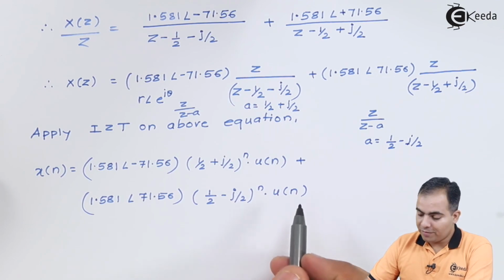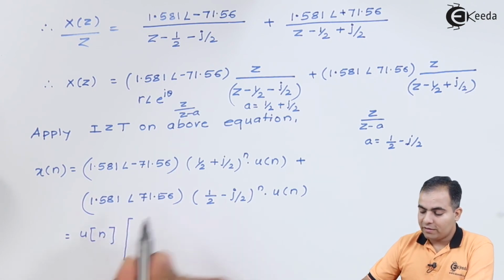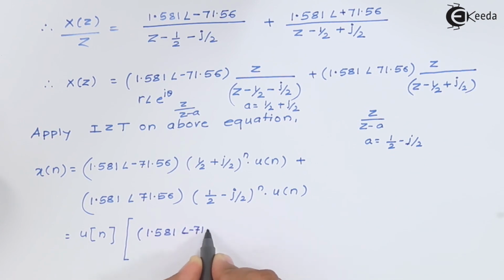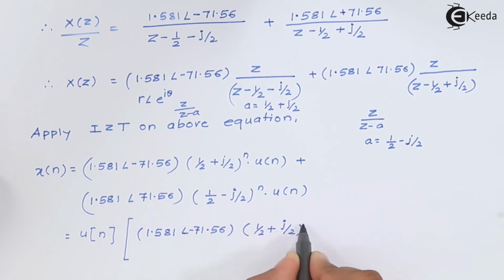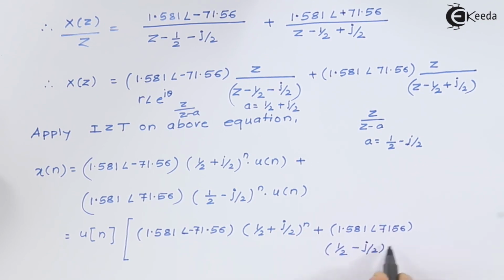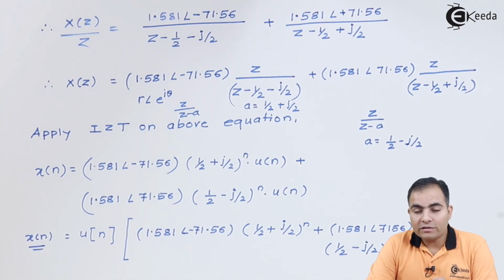So if you want, then you can take u of n common, and these two brackets will be in addition. And this is nothing but my inverse Z transform of X of z with complex conjugate poles. Similar questions we are going to solve in the next video, and while solving this numerical, you should know what the factors are or how to calculate the factors, and then how to solve the constant values A and B, or whatever you can take, by using the complex conjugate poles.